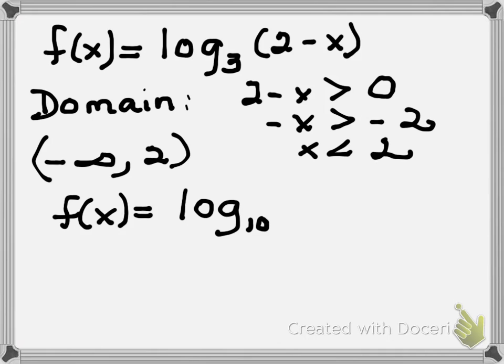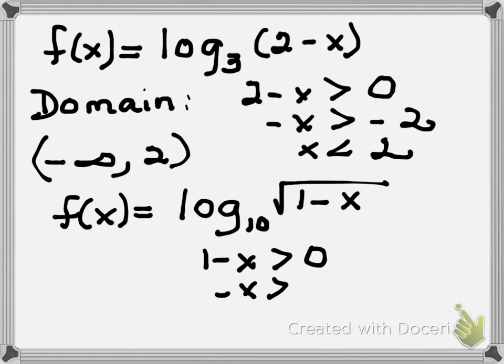Now I'm going to put the base in here of 10. Typically we don't do that, but I'm going to put it in here for this particular problem. And I want the domain of log base 10 of the square root of 1 minus x. Now because it's a square root and we want to keep what's under the square root positive, then we have 1 minus x has to stay greater than 0, or negative x has to stay greater than negative 1. X is less than 1. So we have from negative infinity to 1 as the domain.